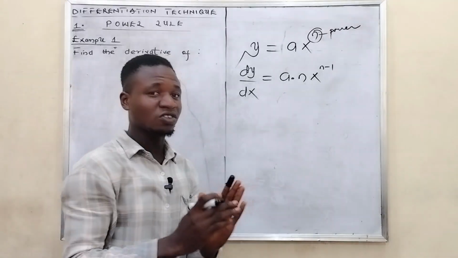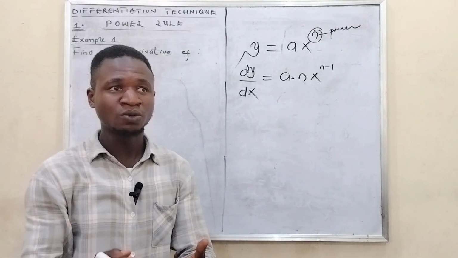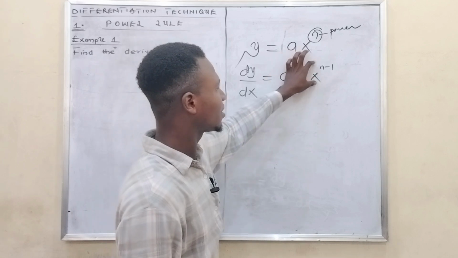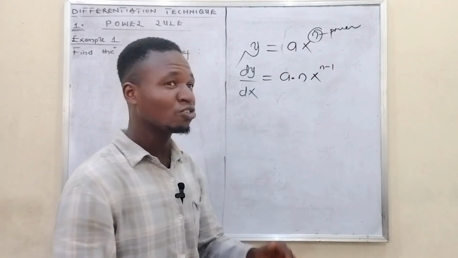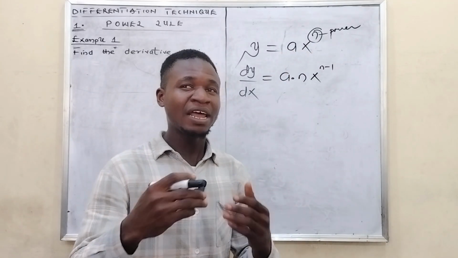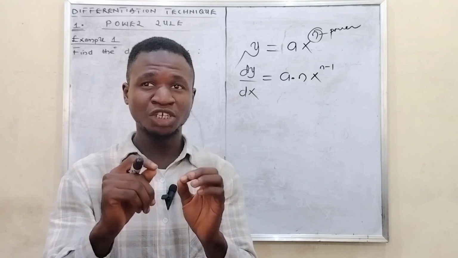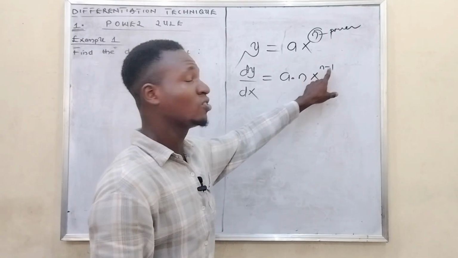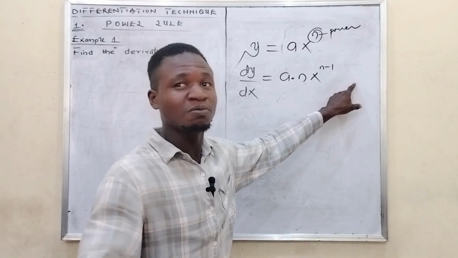So this is just how to apply the power rule. So we have that dy/dx is equal to a times nx raised to the power of n minus 1. So it implies that in applying the power rule, the only operations you need here is just multiplication and subtraction by 1. Simple as it is.